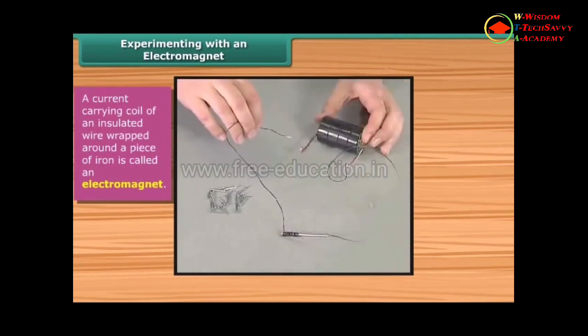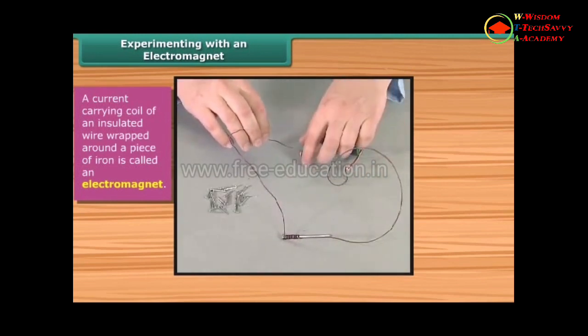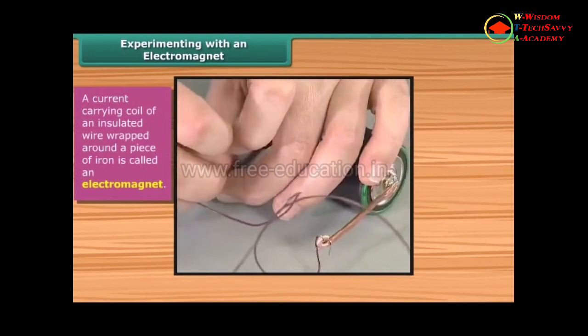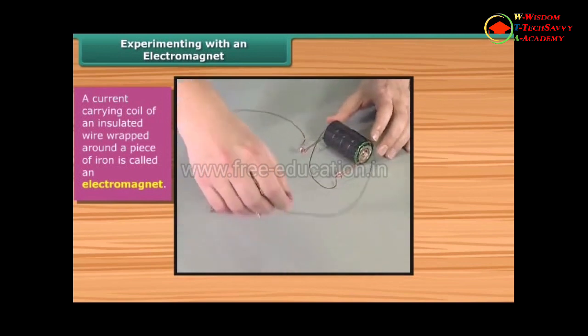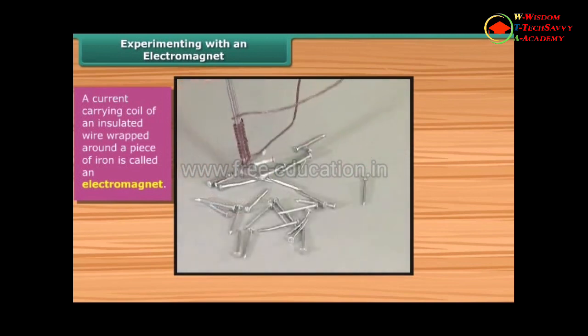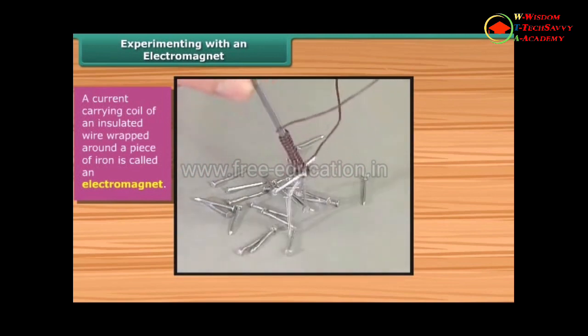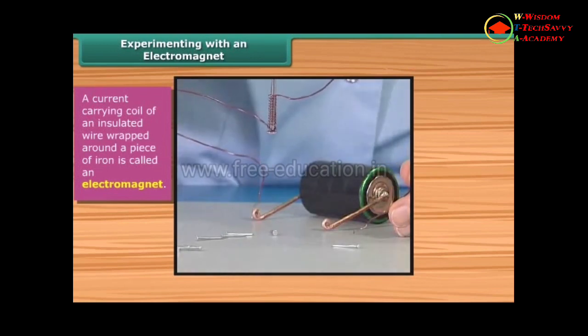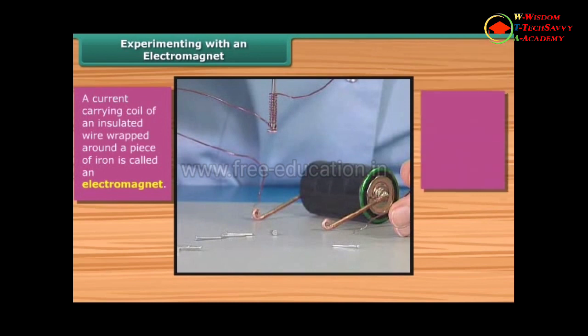When the current is switched off, the pins no longer are attracted to the nail. The coil in the above activity behaves like a magnet when electric current flows through it. When the electric current is switched off, the coil generally loses its magnetism. Such coils are called electromagnets. Thus, an electromagnet works on the magnetic effect of electric current.